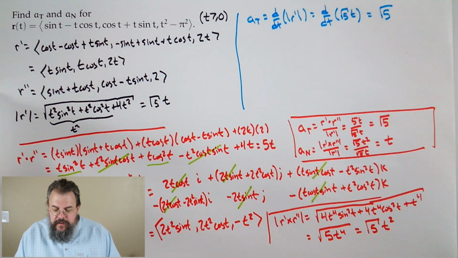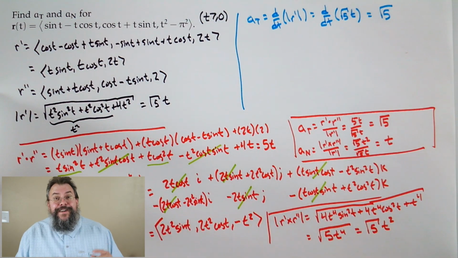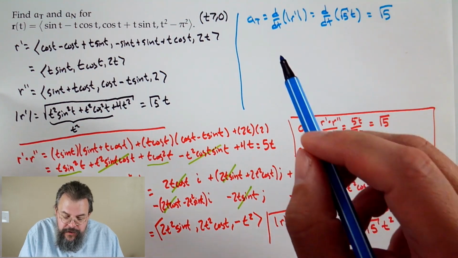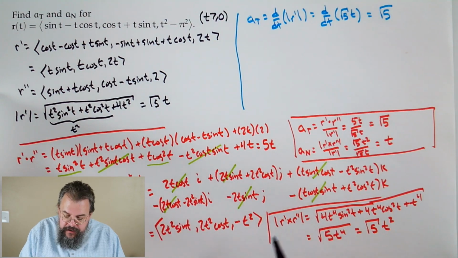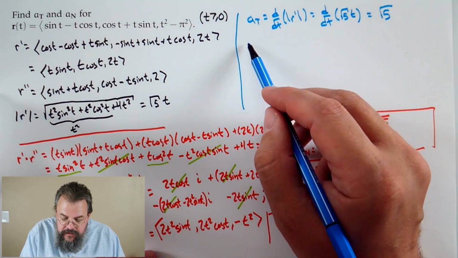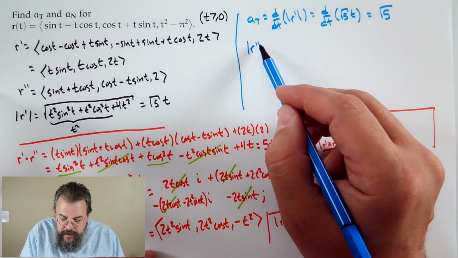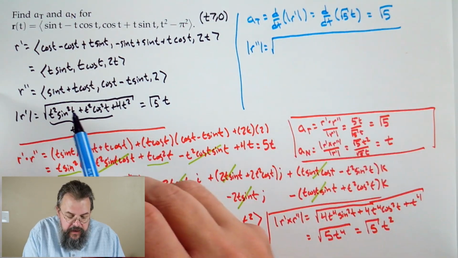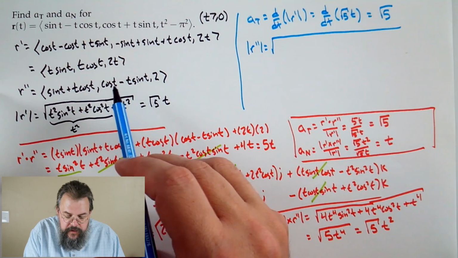You're probably thinking, that was fast. We didn't have to do r prime dot r double prime. You are correct. What about a sub n? Okay, now for that, we do need to do a little bit more work that we didn't do down here, which is what is the magnitude of r double prime? So, okay, here we go. Got to take the square root of these terms.